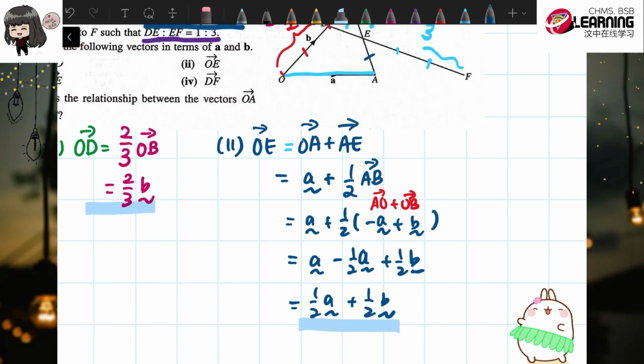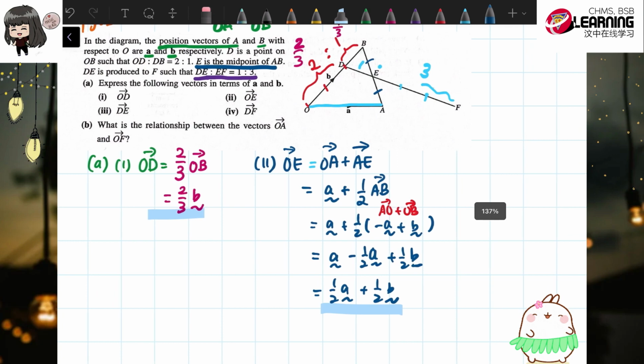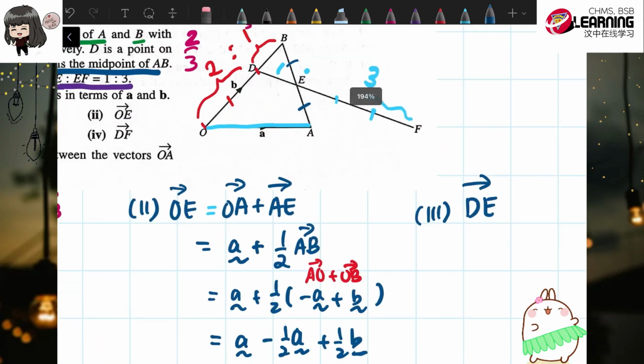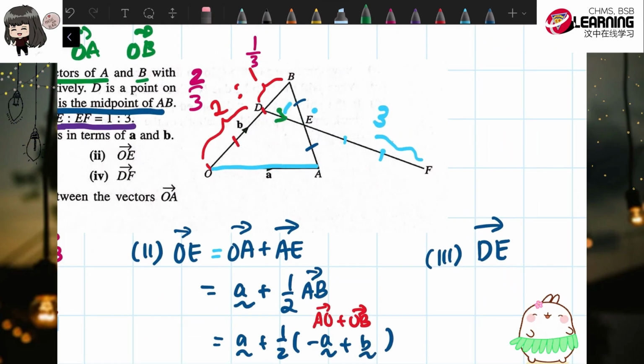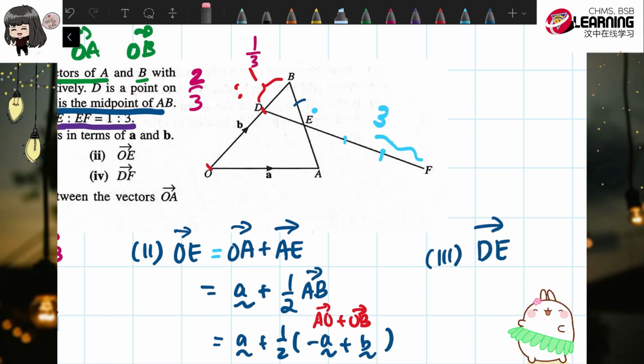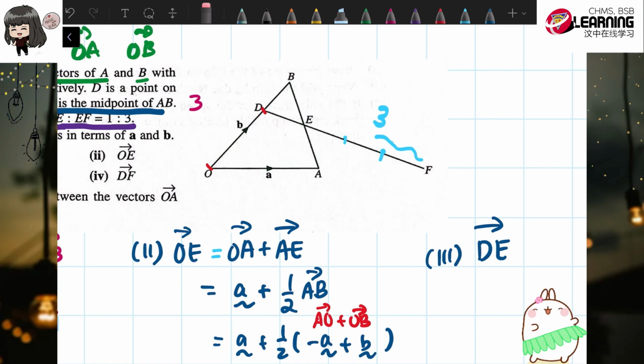Alright. Now let's look at part 3. Part 3 is DE. Alright, D to E. We can actually go from D to O, O to A, and A to E. I'm going to erase everything here, because there are too many things and it'll get you confused.